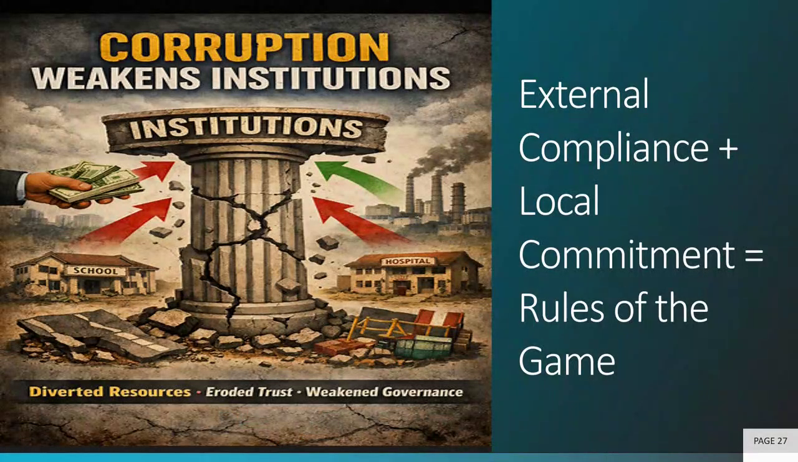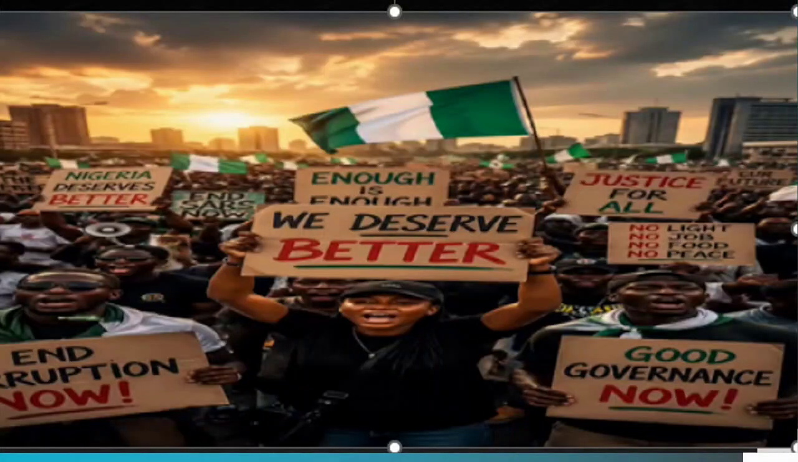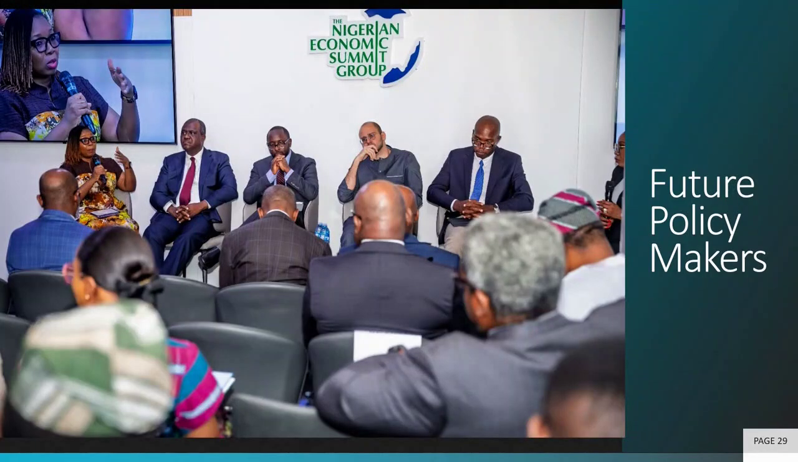These cases illustrate that external support must be matched by domestic commitment. For Nigeria, the path forward requires balancing external conditionalities with local ownership. Anti-corruption programs must be embedded in inclusive institutions that foster transparency, accountability, and efficiency. Otherwise, they risk reinforcing extractive systems.